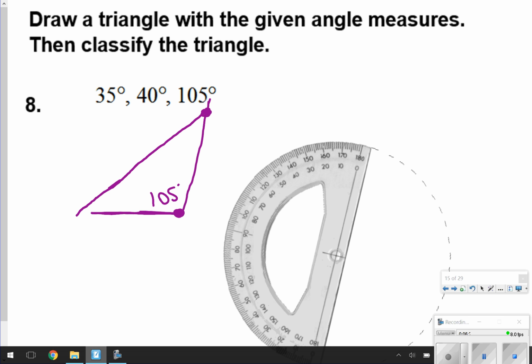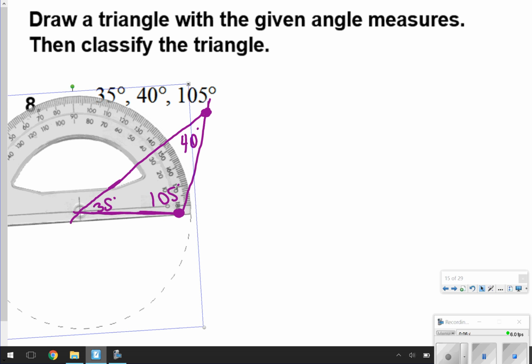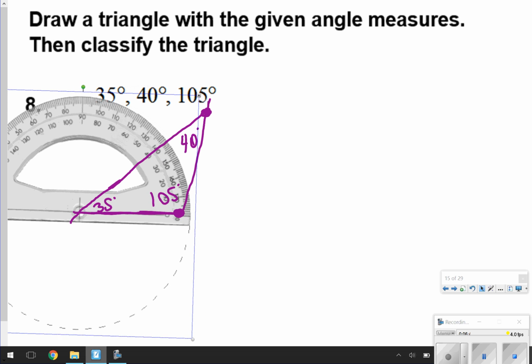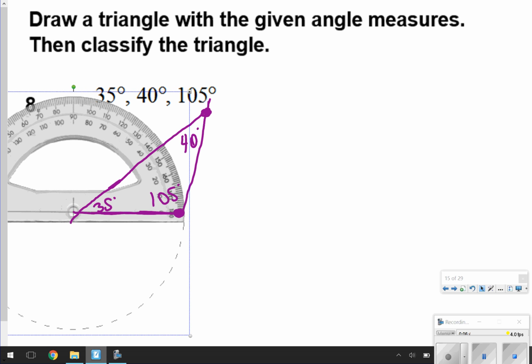If I continue going with this line, I can make the triangle completely closed. So up here would be 40 degrees. And down here should be 35 degrees. I'm checking just for good measure. A little bit off, it's actually 36 degrees, but that's okay. As long as you have those first 2 degree measurements, you're fine.